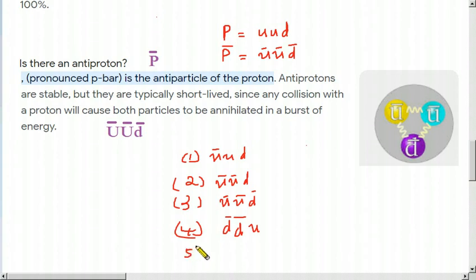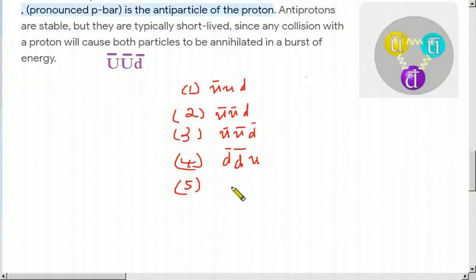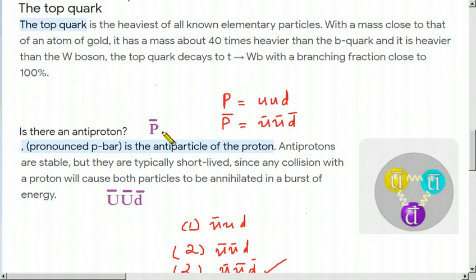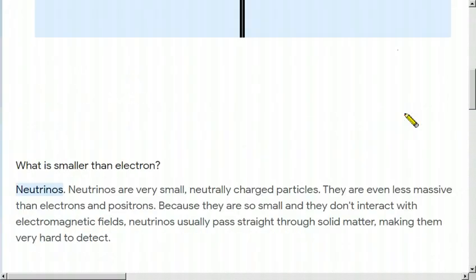So if they gave like this, surely you will be in trouble. So this one is the answer. So anti-up, anti-up, anti-down. So they have given a model even like this, 2 anti-up quarks and 1 anti-down quark. So children, I think these things will be helpful, so keep those things in your mind. So you can add these things into your note if they are missing in your note.